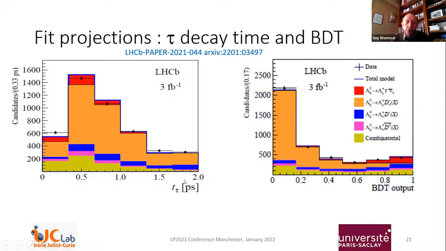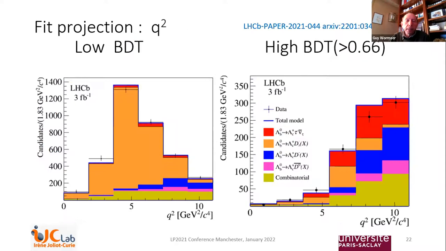And if you look as a function of the tau decay time, you see that the blue component here, which is a D plus decay, has this long tail, which is very specific of the D plus due to its long lifetime. So we can also well isolate the signal from the D plus decays. And D zero decays are quite suppressed at the beginning by isolation requirements.